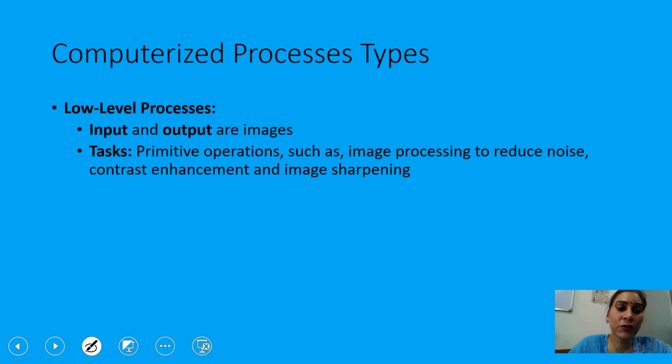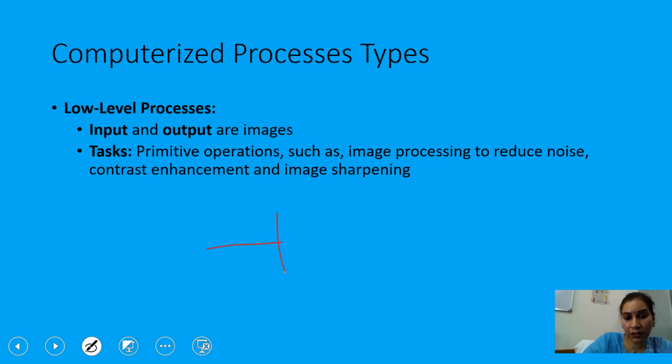First one is the low level process. As I have discussed, in the low level process, input and output both are images. The operations done by the low level process are primitive operations such as image processing to reduce noise, contrast enhancement and image sharpening. These are all pre-processing steps of any image analysis task. Means that we have to do the noise reduction, we have to improve the contrast of the image, or according to the requirement we do the image sharpening.